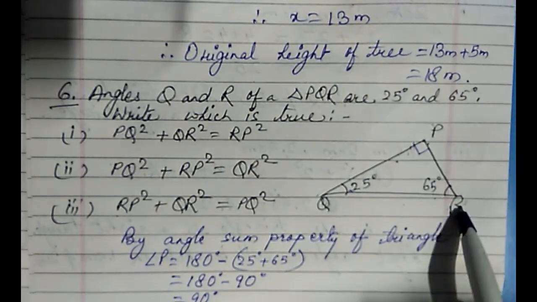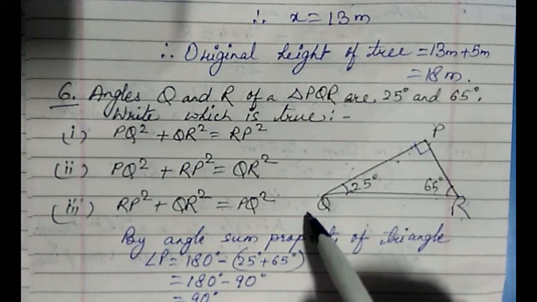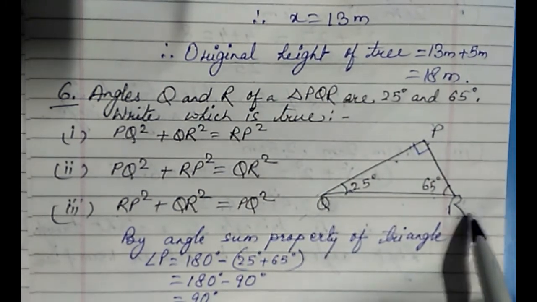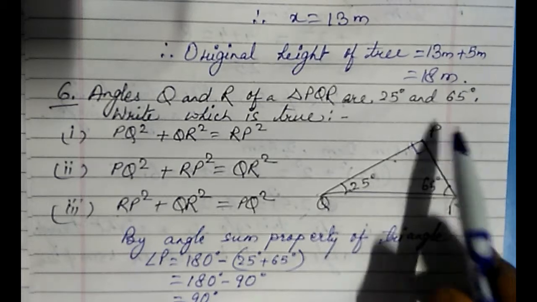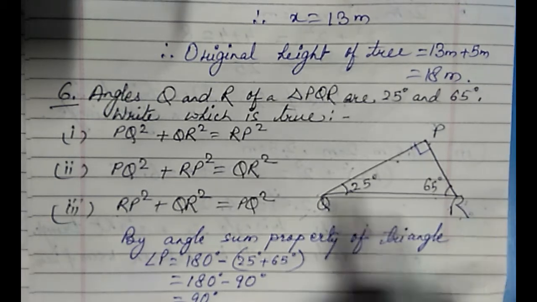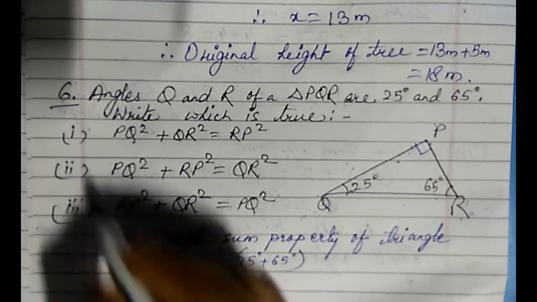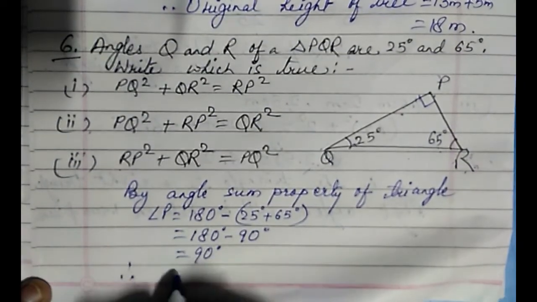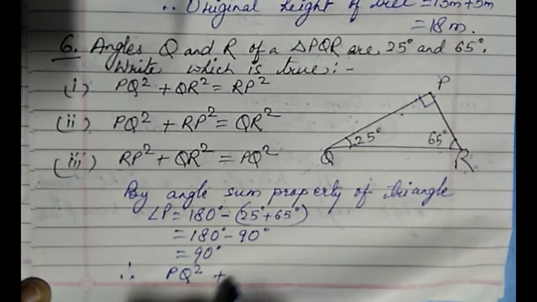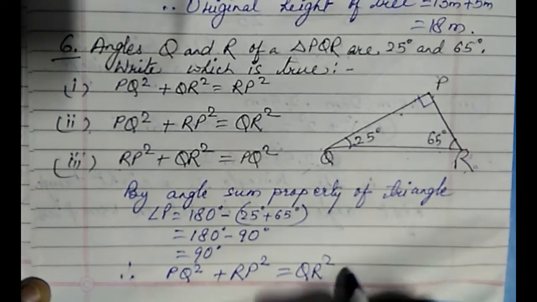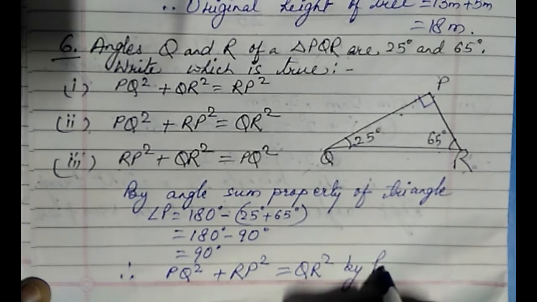Sum of the square of the legs should be equal to the square of the hypotenuse. So PQ square plus PR square is equal to QR square. तो हमें कौन से रिलेशन में सही मिलता है? This is QR square वाला रिलेशन. Therefore, second option, PQ का square plus RP square is equal to QR square by Pythagoras theorem.